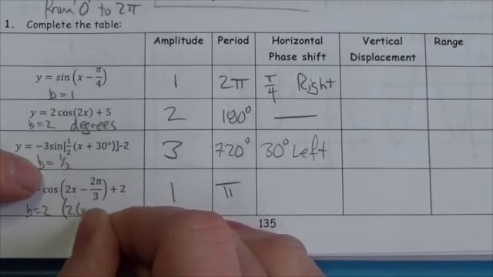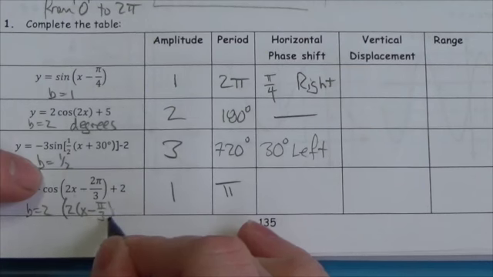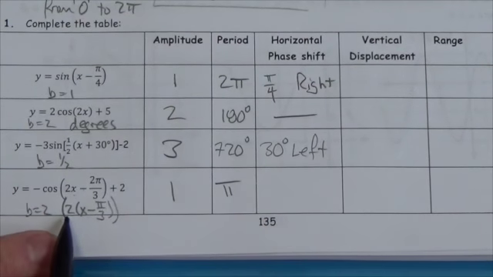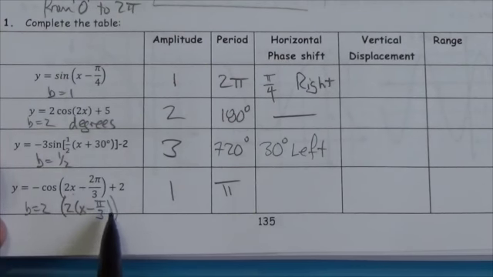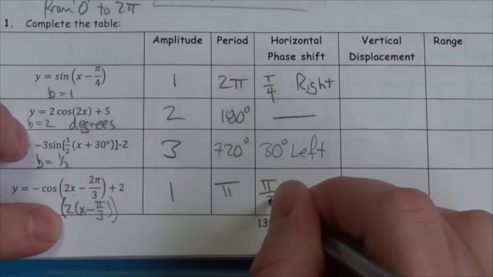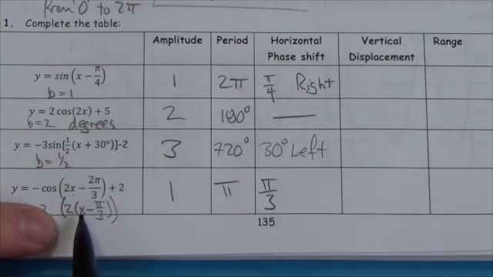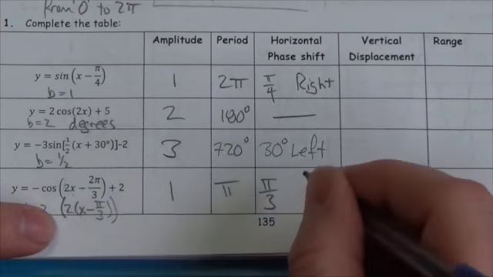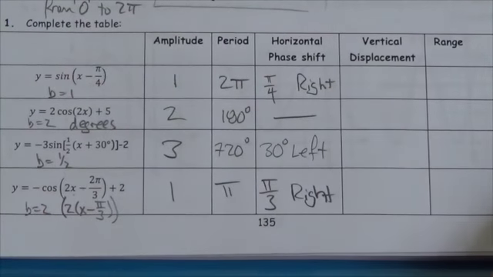2 x minus, now if you take the 2 out of that 2 pi over 3, you're just going to get pi over 3. So there's my B value, and it's quite clear. Nothing's changed in that regard. I don't have to go back and alter anything. That's correct. But the C value is now pi over 3. Now if I want to figure out what direction it is, I just ask, what would I have to do to get the x by itself? I would have to add pi over 3, which means pi over 3 to the right.